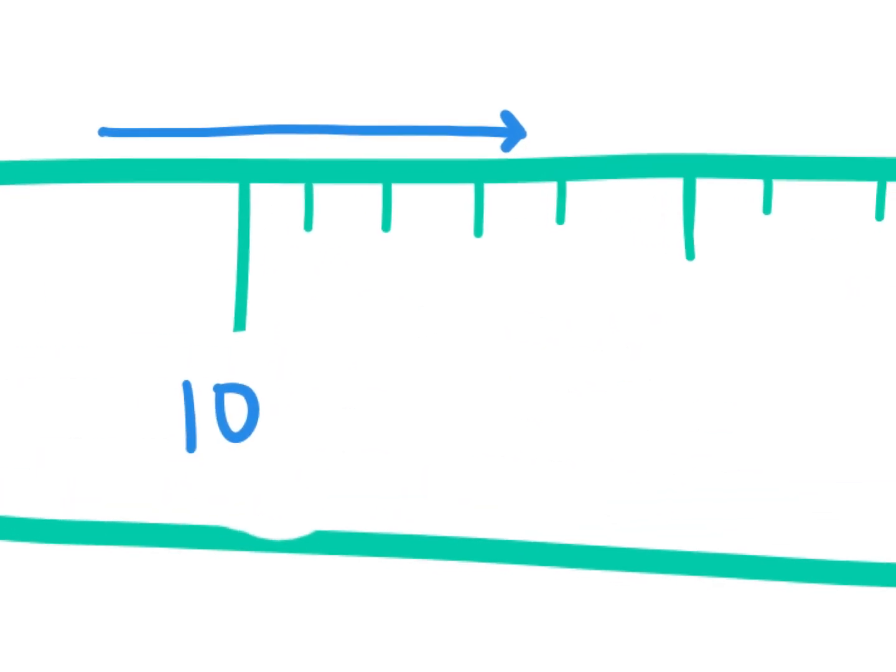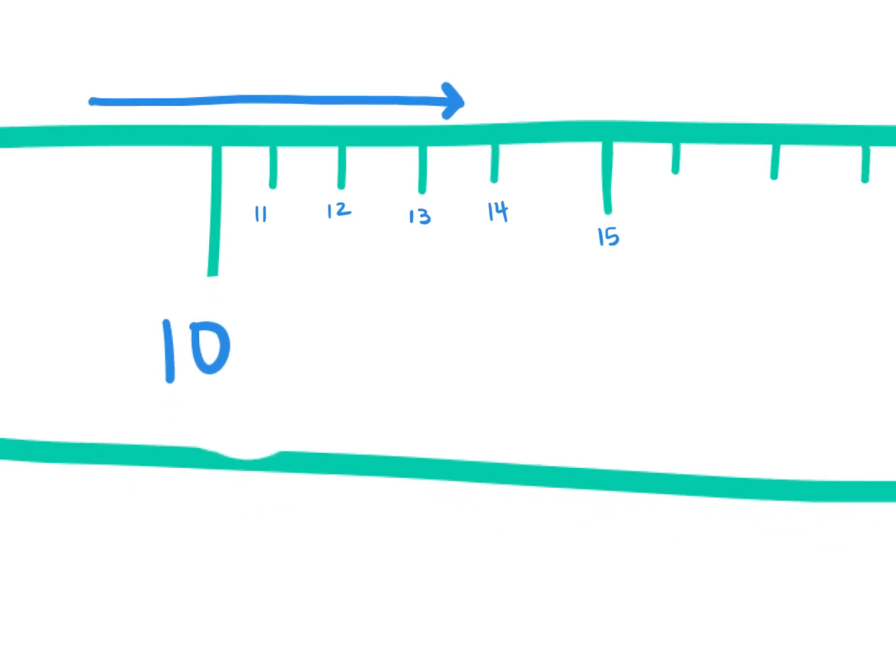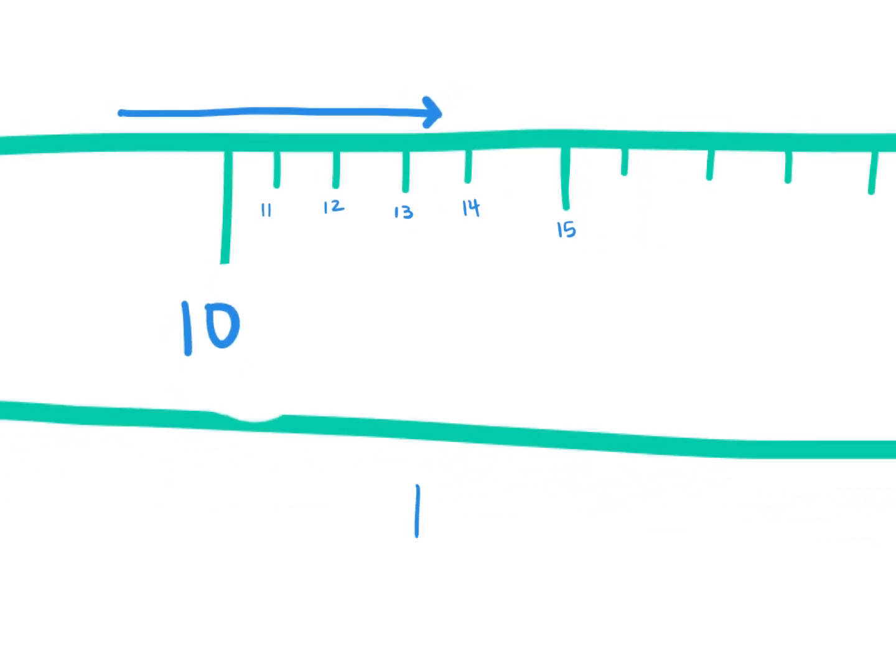Okay, so now if I'm going to read that measurement, I know it's between what? What two things? This is 11, 12, 13, 14, 15. So I know it's between 13 and 14, right? So that's reading what the instrument gives me.